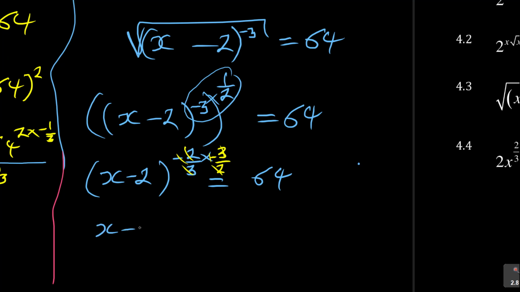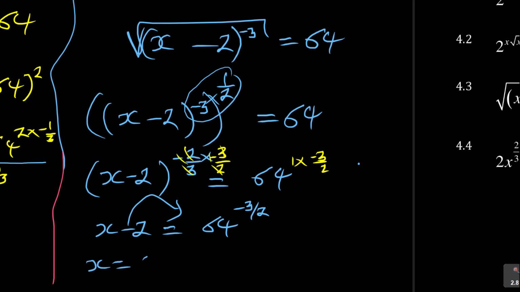So x minus 2 is equal to, what you do on the left, it's 1 times negative 3 over 2. So 64 to the power negative 3 over 2. Then take 2 to the other side. x is equal to 2 plus 64 to the power negative 3 over 2.